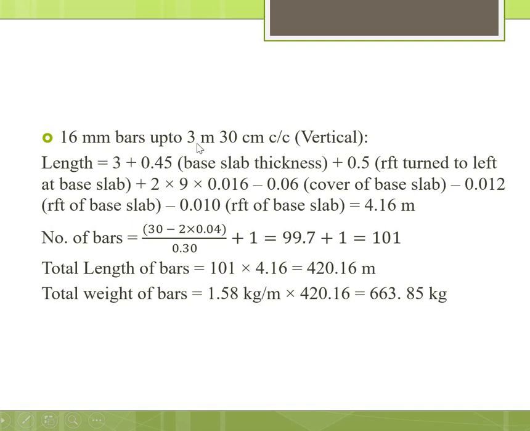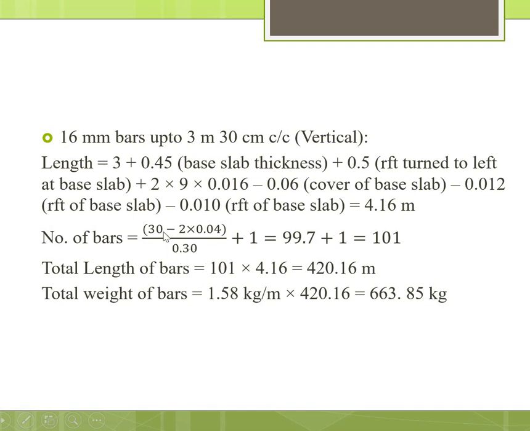Here it is 3 meter plus 0.45 the base thickness plus 0.5 the turning on the base slab plus your hook length. Hook length, be careful, the diameter of the bar is changing from 20 mm to 16 mm. From that you have to subtract the cover of the base slab reinforcements at the base slab, just like the previous case.